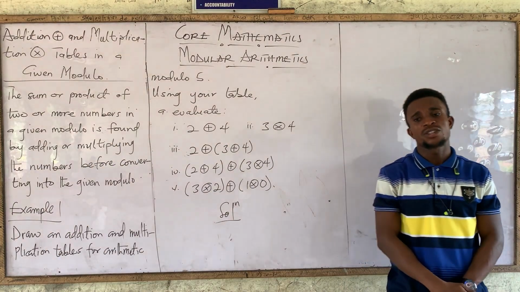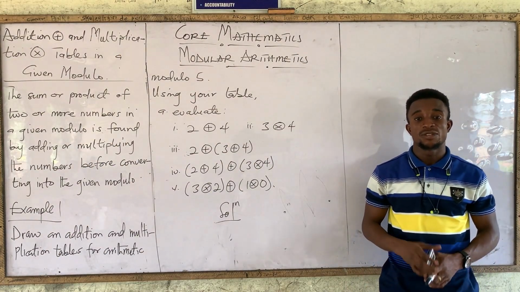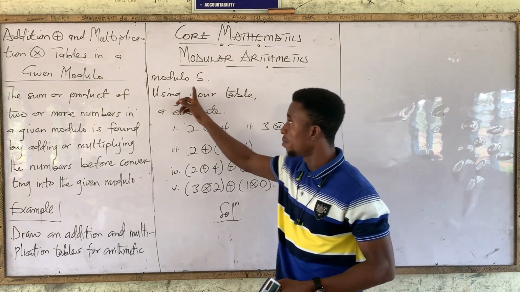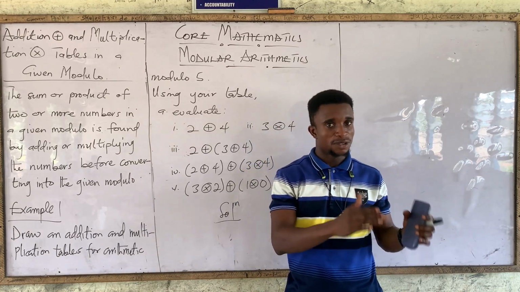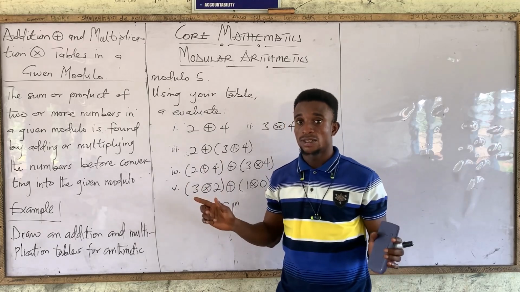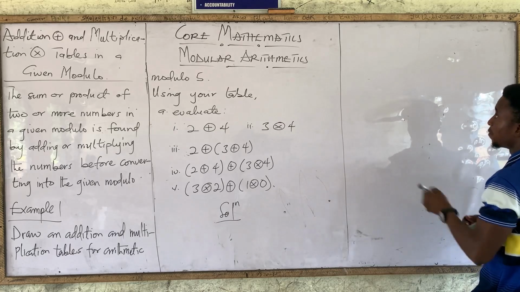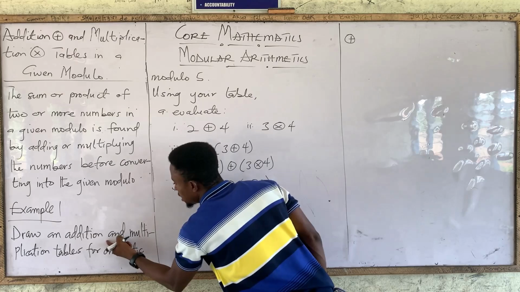And in construction of the tables, we use their remainders. So modulo 5, you know what the possible remainders for modulo 5 are? I hope you are saying from 0 to 4, right? Okay, because we've done this already. So let me begin with that of the addition first, because they are saying addition and multiplication.